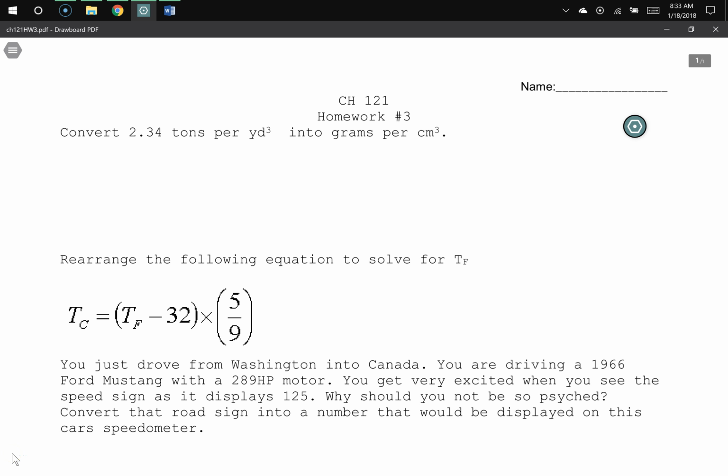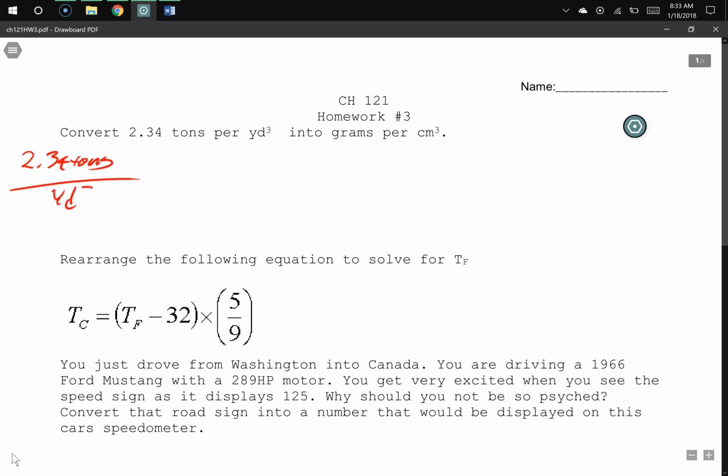So we want to turn tons per yard cubed into grams per centimeter cubed. Both of these are kind of density units, but we want them in more standardized density units. So I've got 2.34 tons, and then I've got yards cubed.